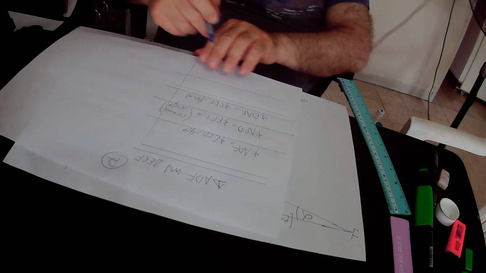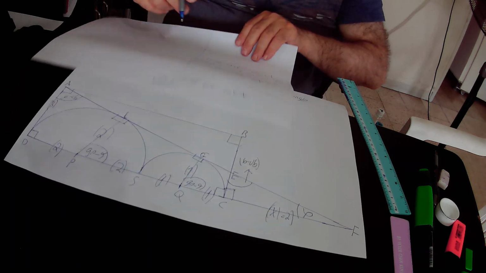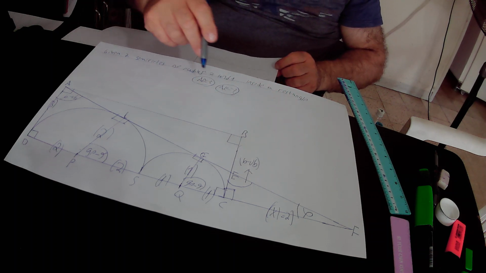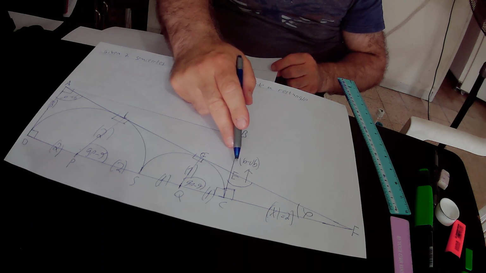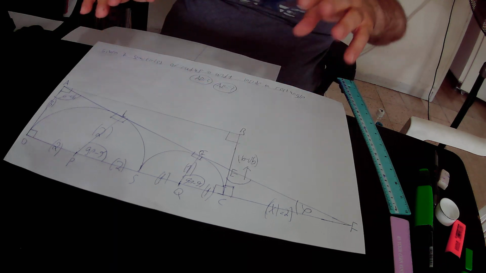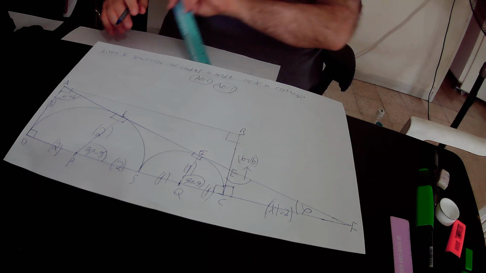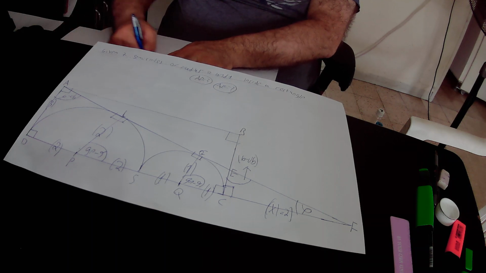So we actually proved that all the angles in the biggest right triangle ADF are correspondingly equal to all the angles in the smallest right triangle ECF. Therefore, those two right triangles are similar to each other according to the angle similarity rule. So I write it down.